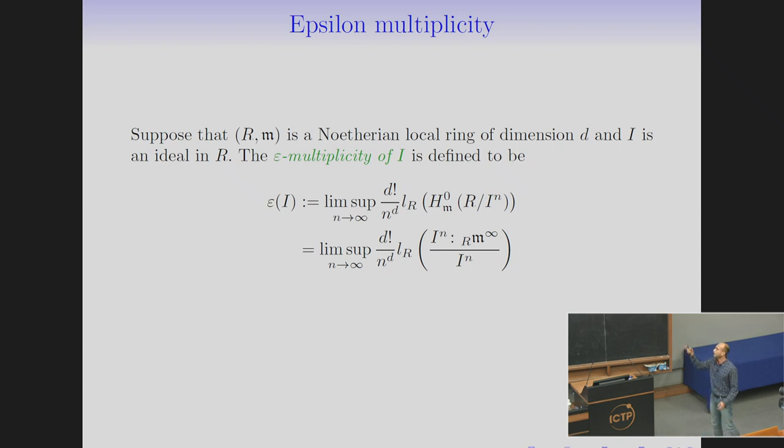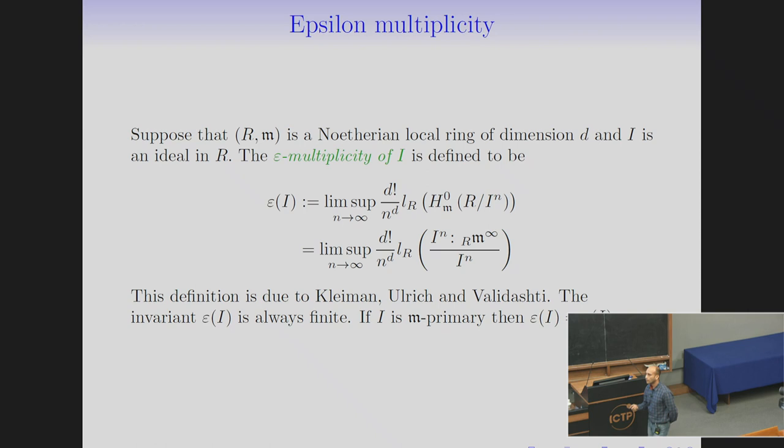Then you divide by n to the power d, multiply by the normalizing factor d factorial, and then you take the limsup. The first question is, why is it a limsup? It is because in general, we do not know if it exists as a limit or not. In particular, if I is M-primary, taking H naught doesn't do anything, so it recovers the usual Hilbert-Samuel multiplicity.